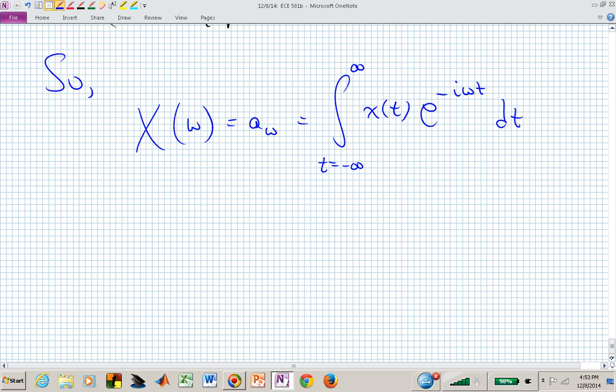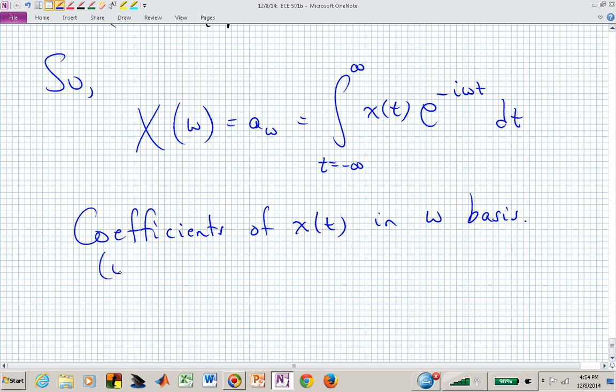Where these are now the coefficients of our signal x of t in the frequency basis omega. So these are now our weighting values. That's X of omega, and if you wanted to not go to the continuous case, you could just pick out a finite number of those frequencies and look at what my weighting is for these particular frequencies.